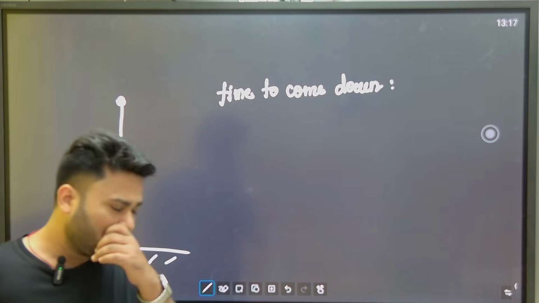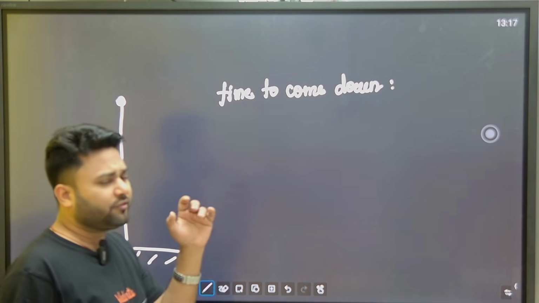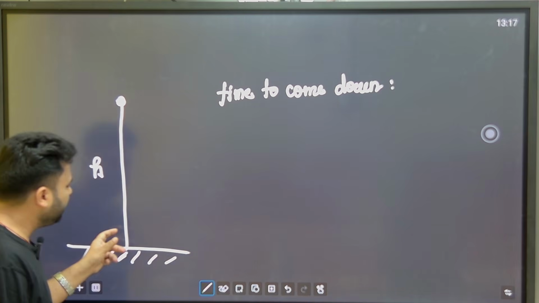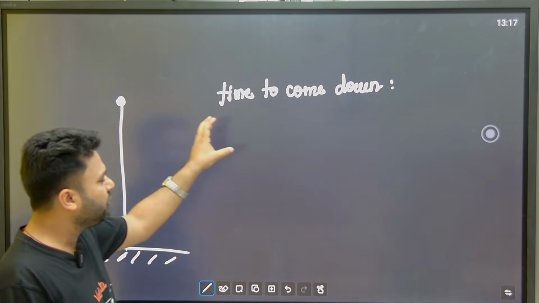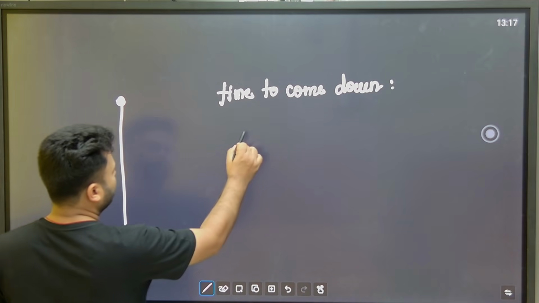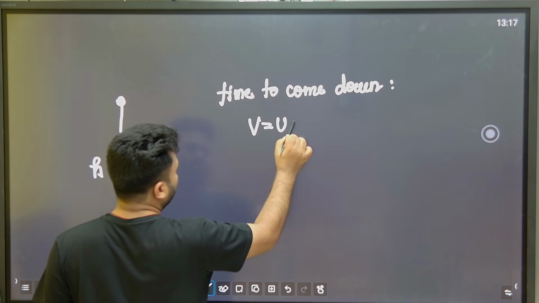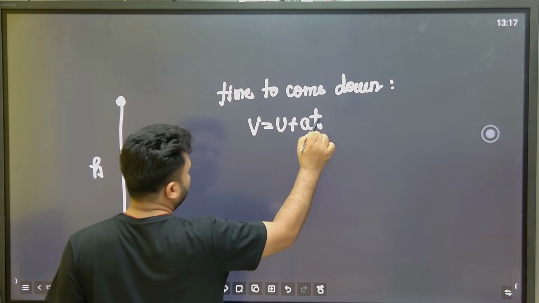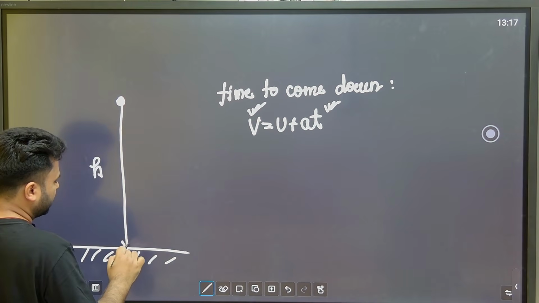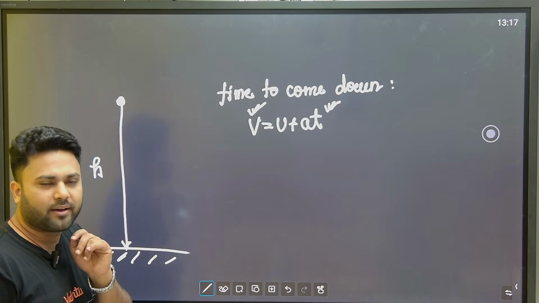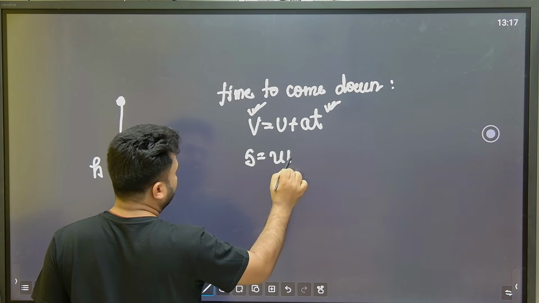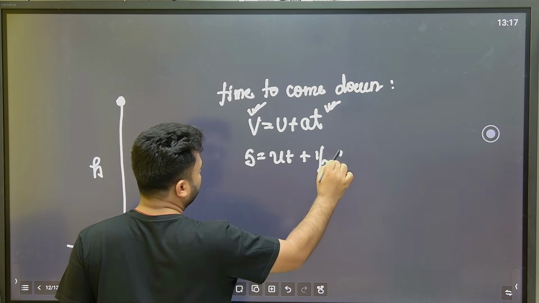Now again, if you use v equals u plus at, the problem is we don't know the final velocity, because for any equation we take, time is involved. If I take v equals u plus at, the problem is we don't know the time, and we also don't know the final velocity with which the ball hits. Correct? Now if I use the equation s equals ut plus half at square, here also time is involved.